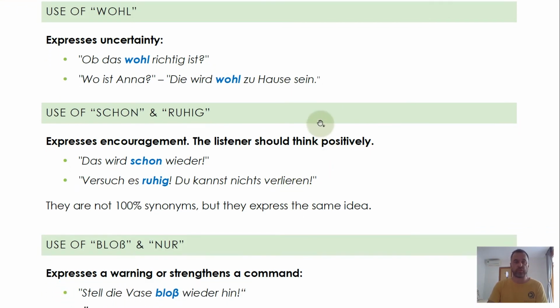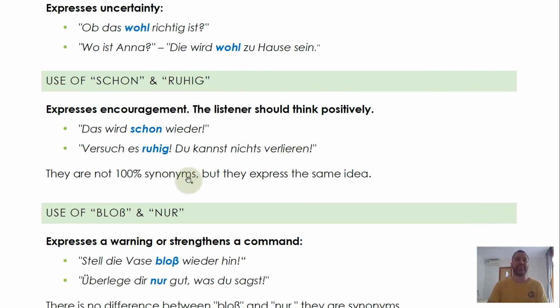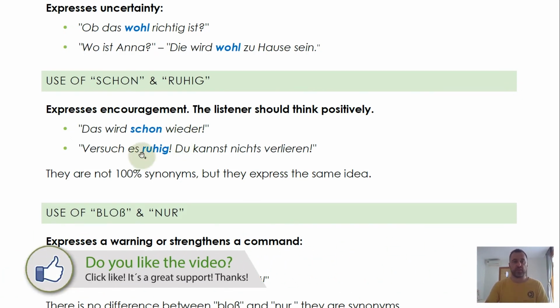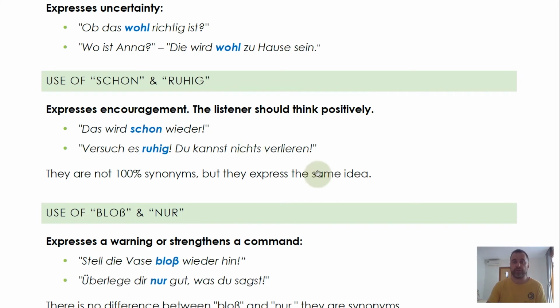We also have schon and ruhig. They're not 100% synonyms, but always express the same idea, the idea of encouragement. So we want the listener to think positively. Das wird schon wieder. It will get better is the translation of that. Das wird schon wieder means it will get better, or yeah, it will be fine. Versuch es ruhig, du kannst nichts verlieren. Just try it. You have nothing to lose.